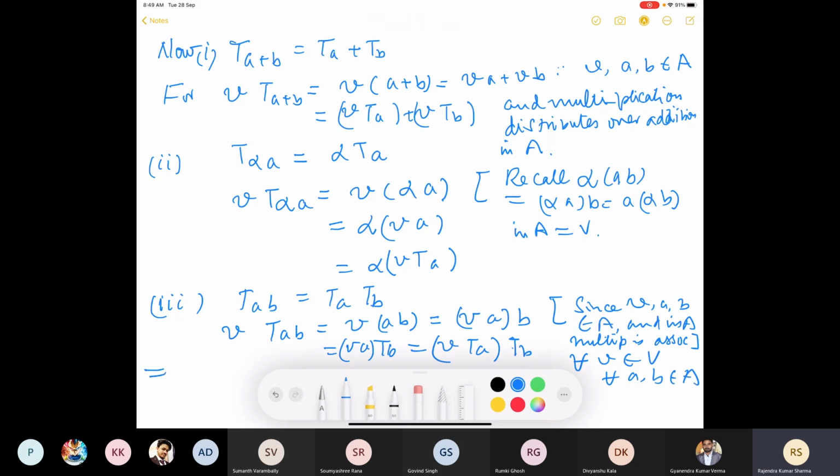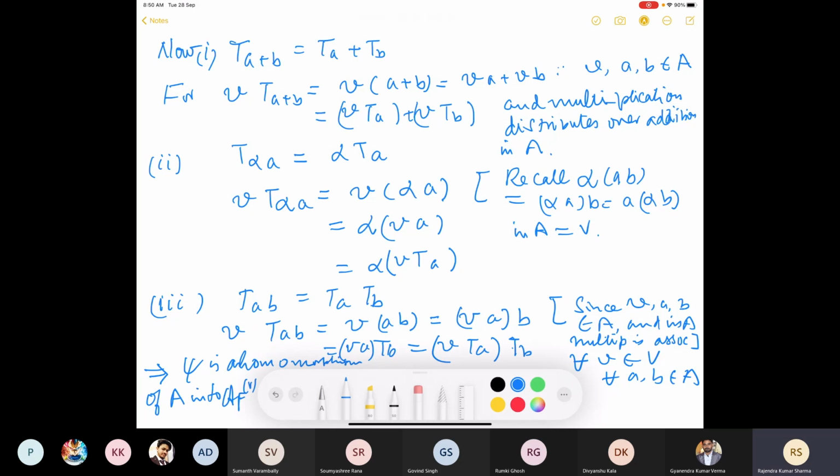So what these things together tell me is that T_{A+B} is T_A plus T_B, T_{αA} is αT_A, and T_{AB} is T_A T_B. That means basically that ψ is an algebra homomorphism of 𝒜 into 𝒜(V).